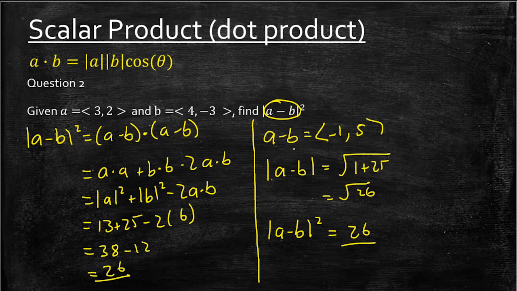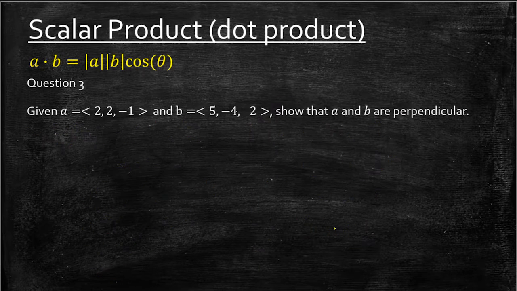But in an exam situation, there's nothing wrong if the vectors are simple enough to just find the resultant vector of a minus b, find the modulus of that, and then square it, because it can be a bit of a simpler process. Let's look at question 3 now.